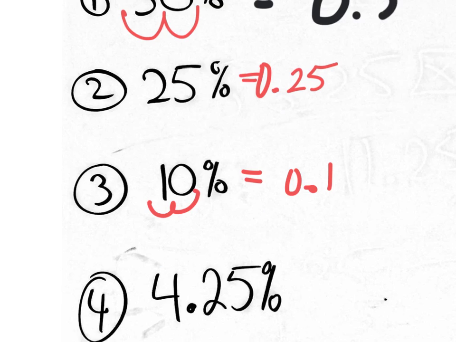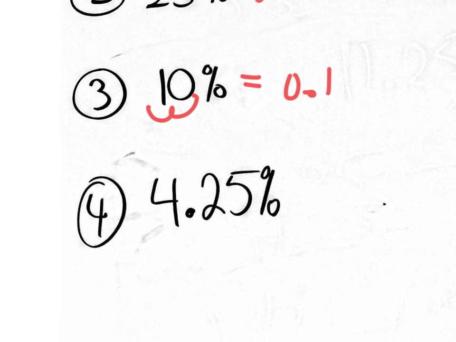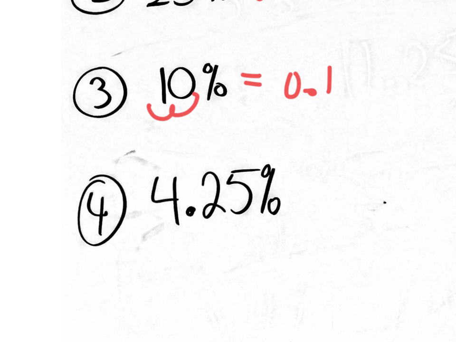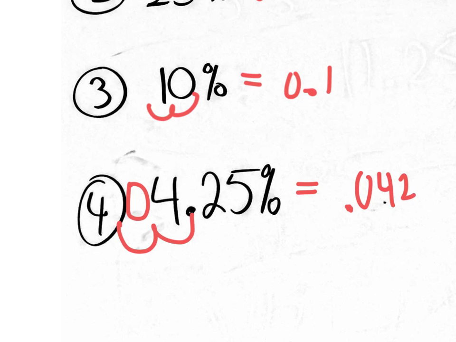Okay. Let's look at the next one, 4.25%. Okay, so we need to put a 0 right here, right? So the answer as a decimal is going to be 0.0425. And of course, you could put a 0 in the front if you'd like. But the bottom line is 4.25% is 0.0425 as a decimal.